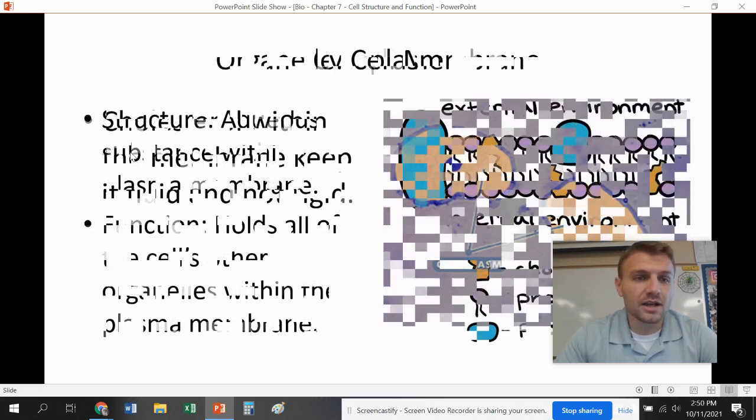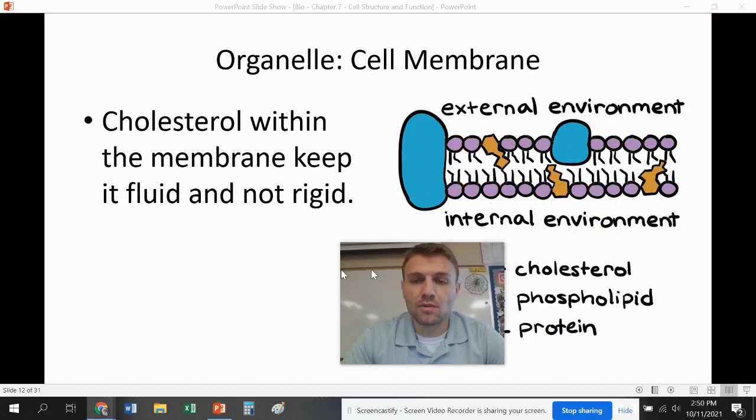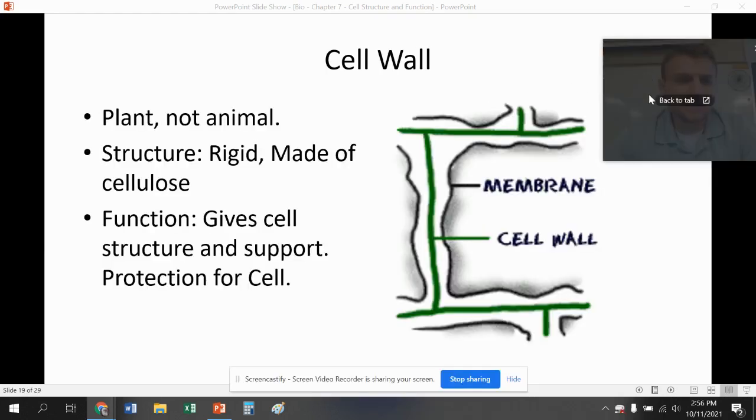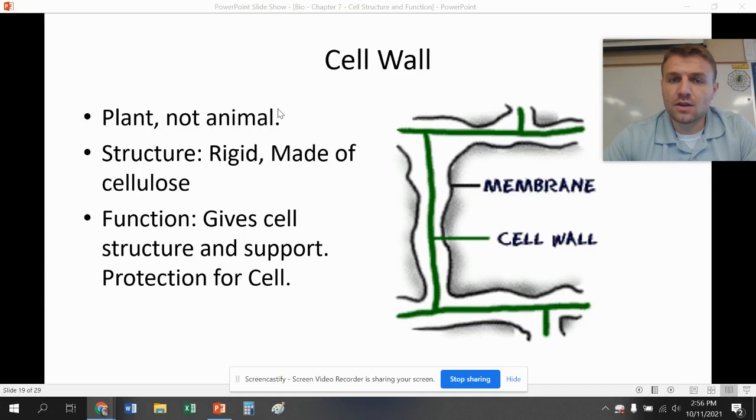Lastly, before we move on there, cholesterol. This is just a molecule found within the membrane, and it's going to help keep the membrane fluid, not rigid. So the more cholesterol here, the more fluid it's going to be; this helps with the fluidity of the membrane. Next is the cell wall, and this is found in plant cells, not animal cells.